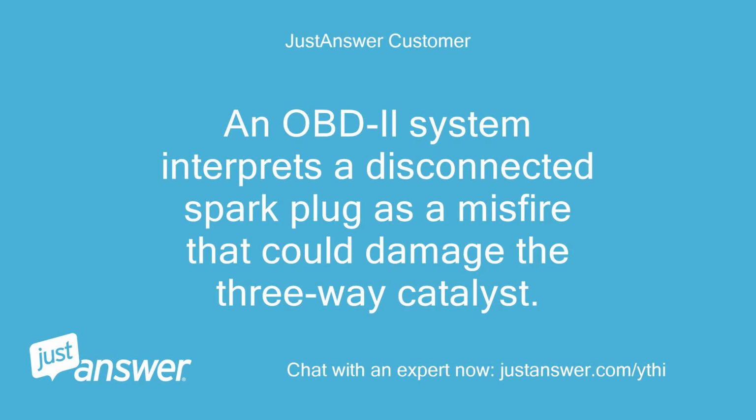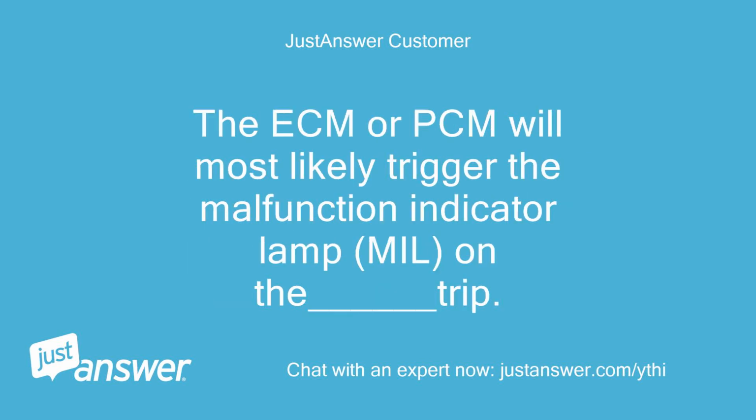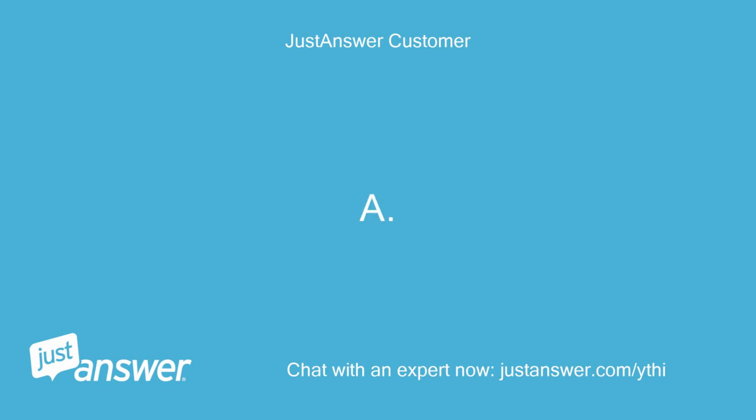19. An OBD-II system interprets a disconnected spark plug as a misfire that could damage the three-way catalyst. The ECM or PCM will most likely trigger the malfunction indicator lamp, MIL, on the blank trip. A. Second. B. First. C. Fourth. D. Third.